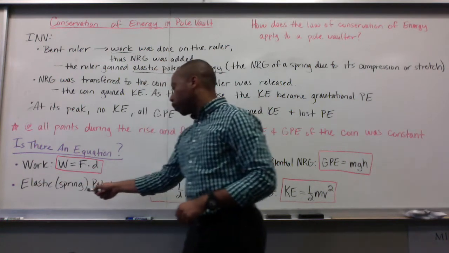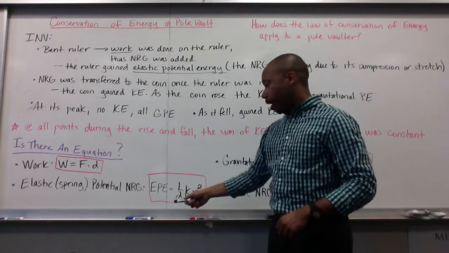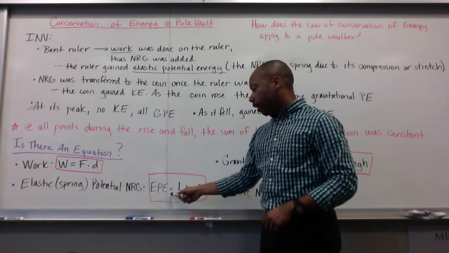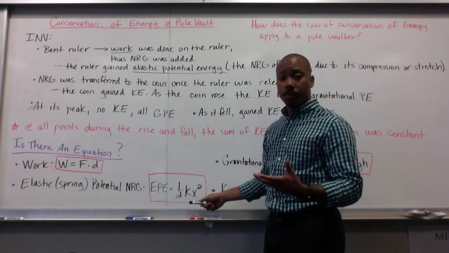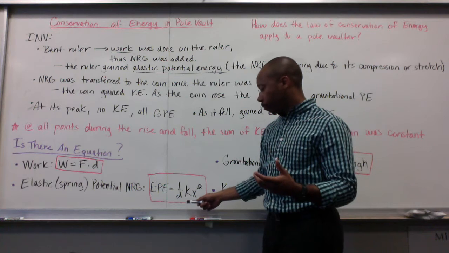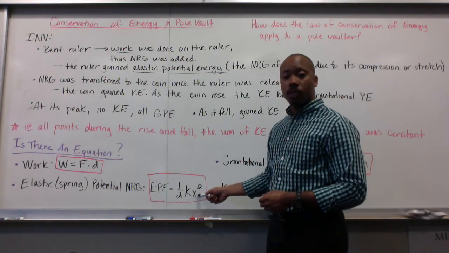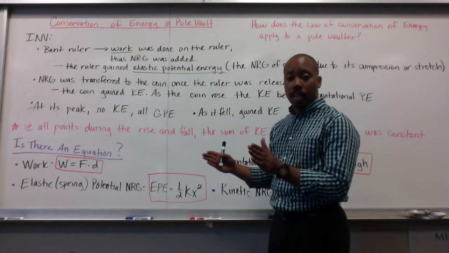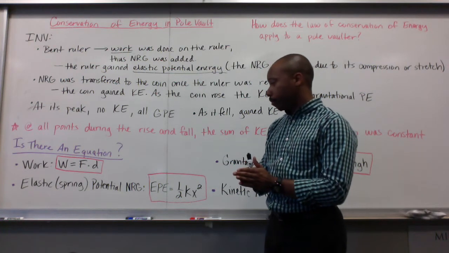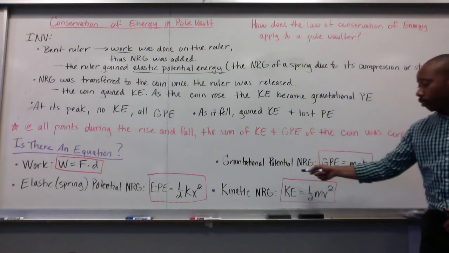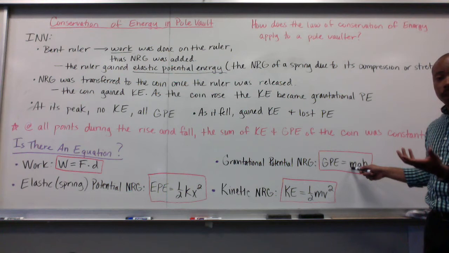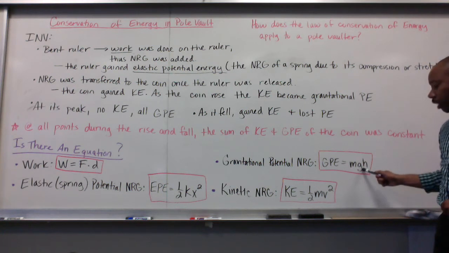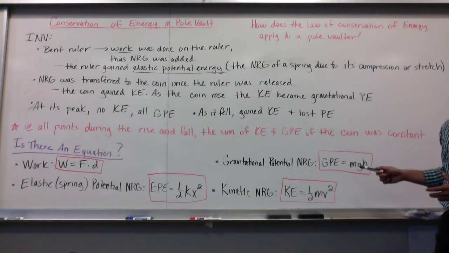Your elastic or spring potential energy is abbreviated as EPE, and it is defined as half the spring constant, K, a constant that will be given to you, measured in Newtons per meter, times x squared. X is the distance at which that spring has been compressed. The gravitational potential energy, known as GPE, is equal to the mass of the object you're talking about, times g, the acceleration due to gravity, times h, which is the height at which that object is.